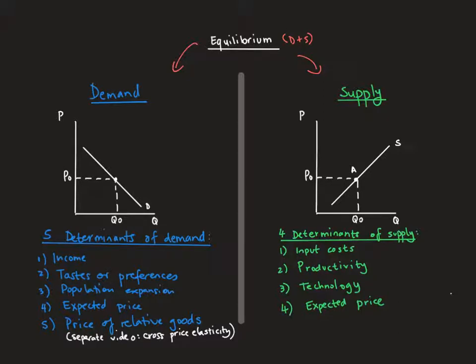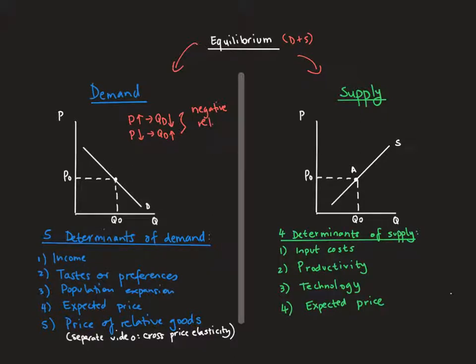Let's recall that when we have a demand curve, when prices increase, we know that quantity demanded or consumption decreases. And when prices decrease, quantity demanded increases or consumption also increases. This follows the law of demand, which shows that there's a negative relationship between prices and quantity demanded.